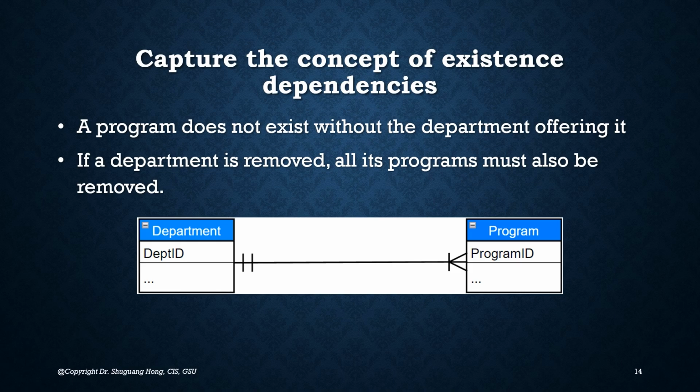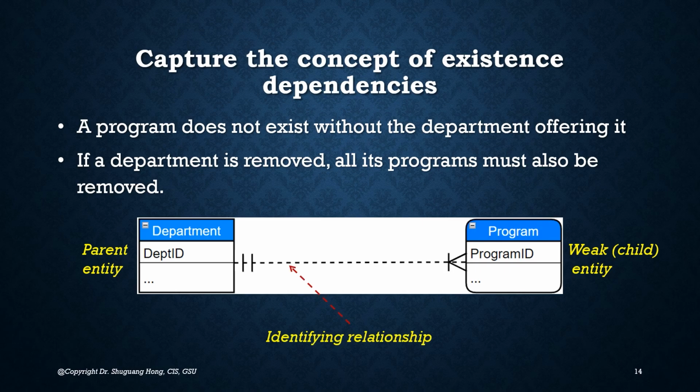That is, the relationship between the department entity and the program entity is not like other normal relationships. It is a dependency relationship in which program depends on department to exist. Thus, program is called a weak entity or child entity, while department is called a parent entity or identifying entity. Use a round corner box to represent the weak entity, and use a dotted line to represent the dependency relationship or identifying relationship.